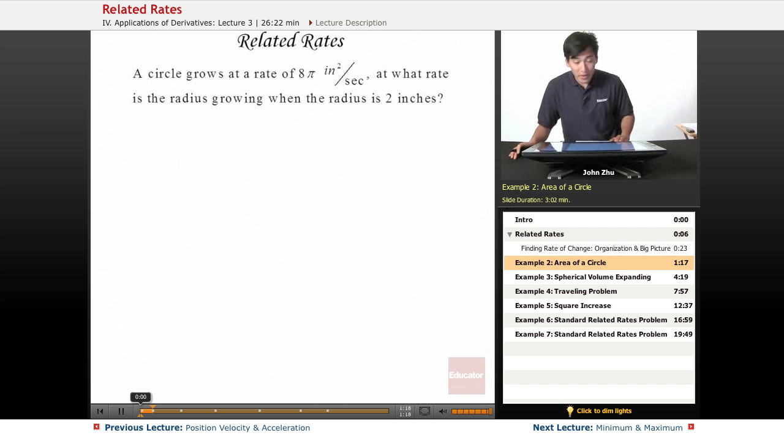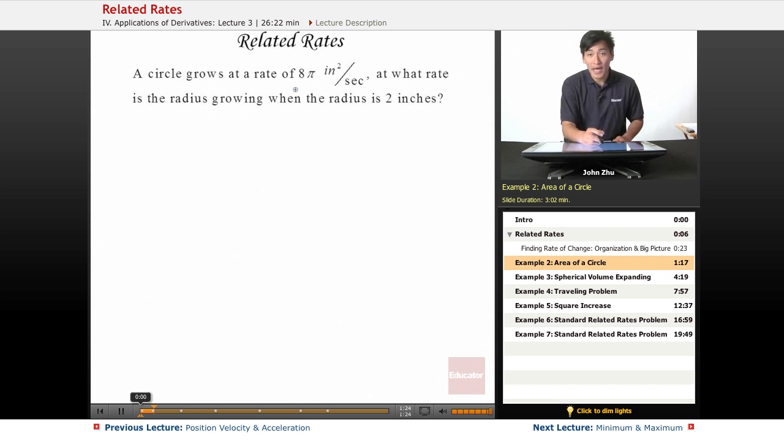For related rates problems, you'll see something like this. A circle grows at a rate of 8 pi inches squared per second. At what rate is the radius growing when the radius is 2 inches? So we see that here we're dealing with a circle growing at a rate of 8 pi inches squared per second, which we know is the area. So the area is growing at a certain pace. So what rate is the radius growing?